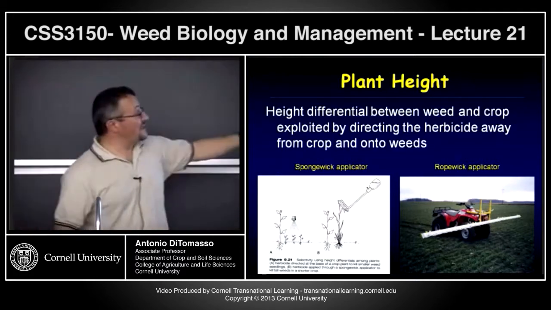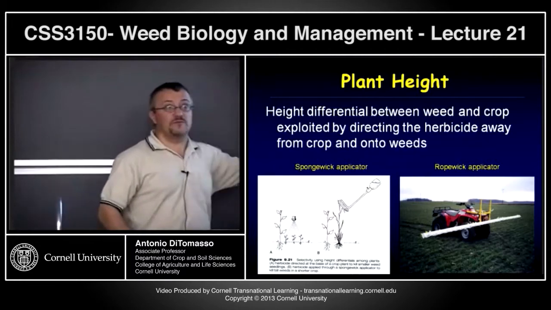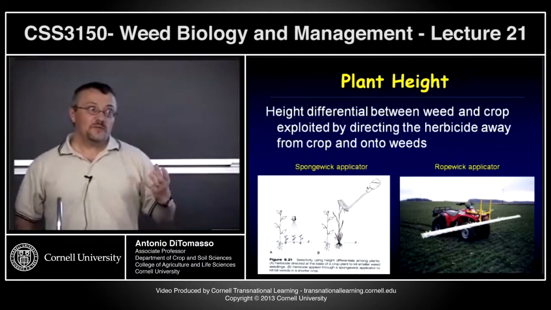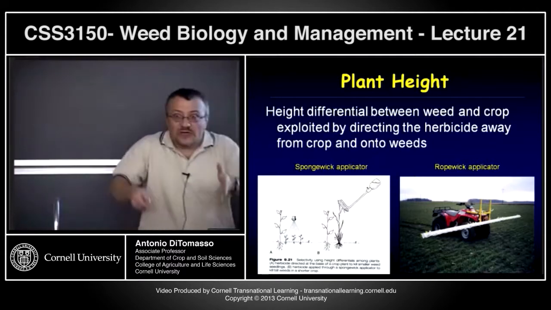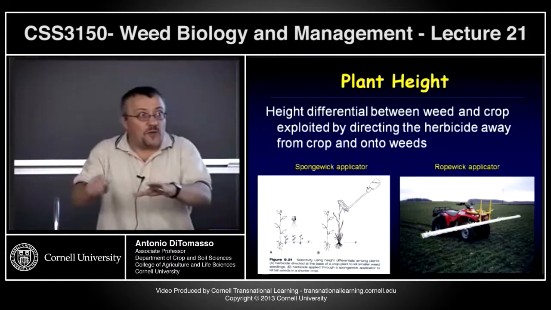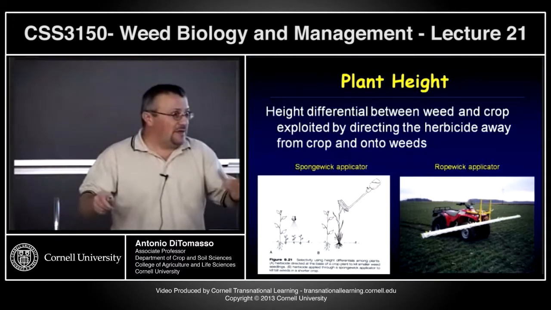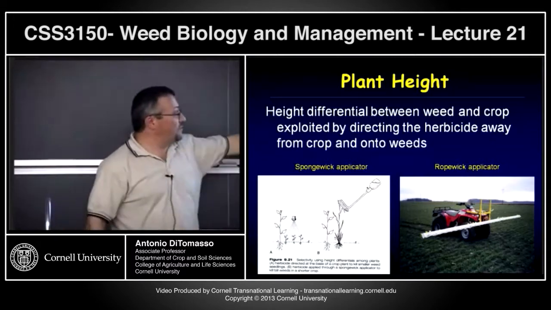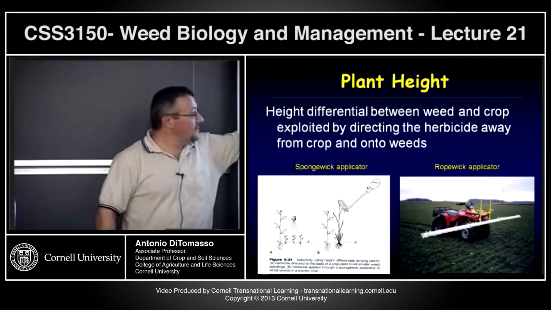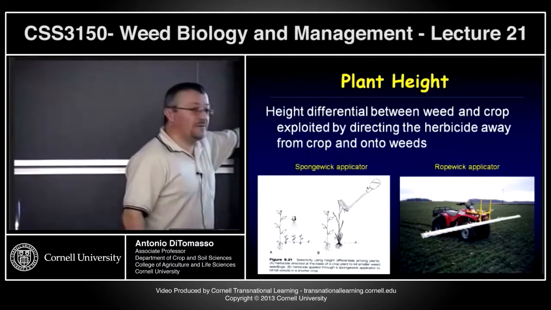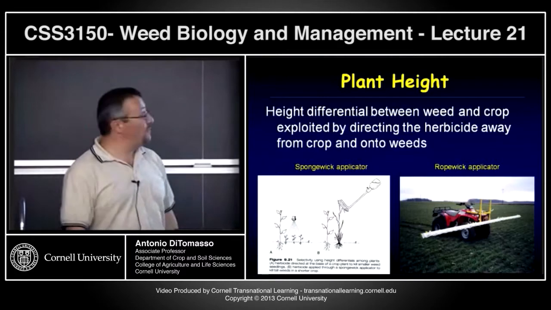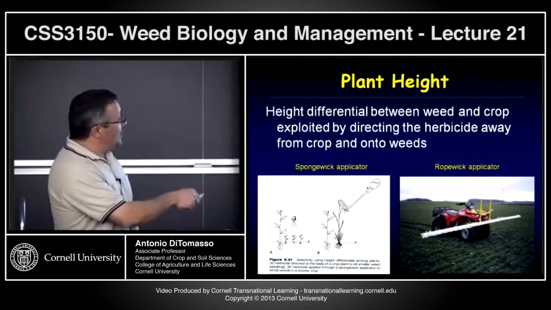So you get selectivity not because the crop can detoxify the herbicide, but because you avoid getting the herbicide on it. It's the same as using shields when you're spraying. You protect the crop. The selectivity is because you provide the shield. Here it's because you put most of the herbicide away from the crop. You can get a bit of it on the crop, but otherwise the crop suffers. The opposite is true too.